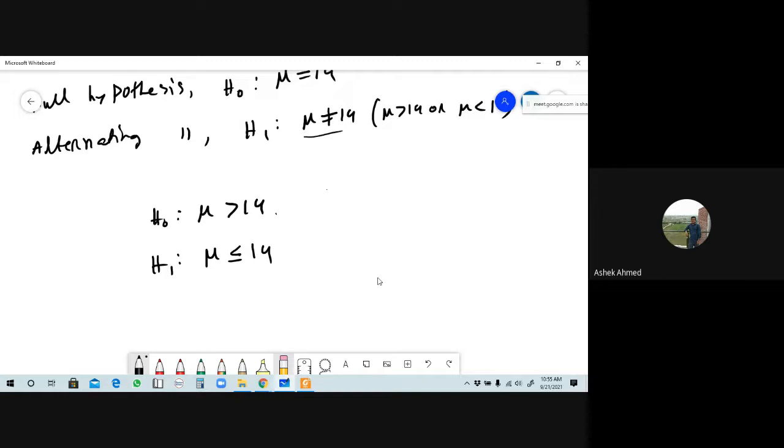Another case: if the null hypothesis H not is given as mu less than or equals 14, can you say its alternative hypothesis will be greater than, that mu is greater than 14 here. From here we can assume that the null hypothesis and the alternative hypothesis are opposite to each other, that is, both do not satisfy each other. Respond to me.